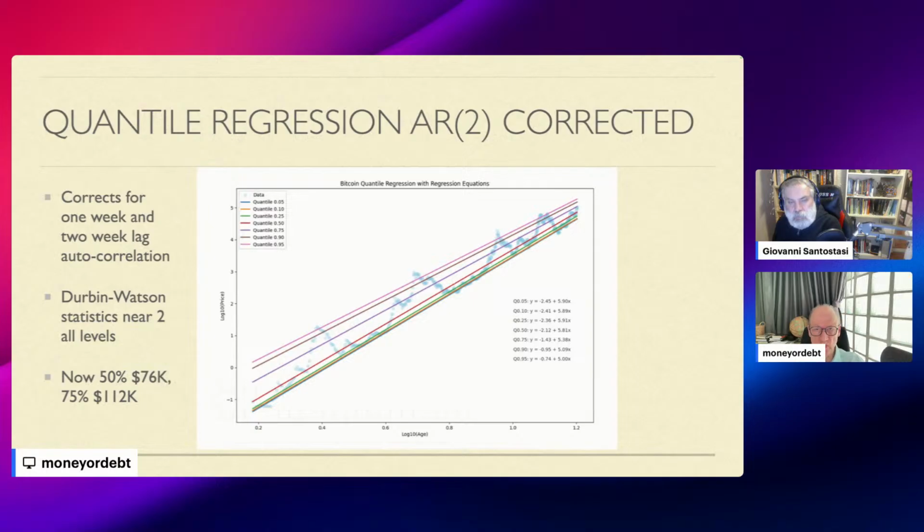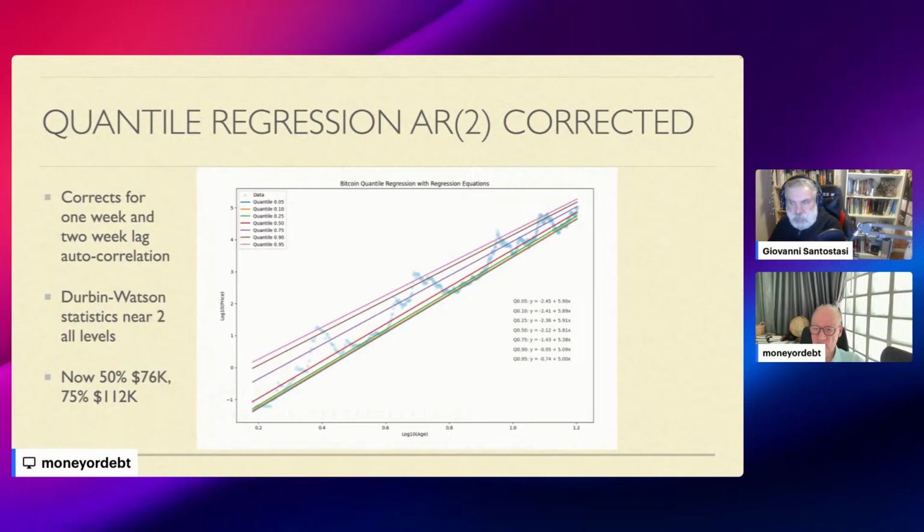So then you redo the quantile regression with this correction method. And then this is the plot that's shown here. So it's an autocorrelation-corrected, level 2 quantile regression.